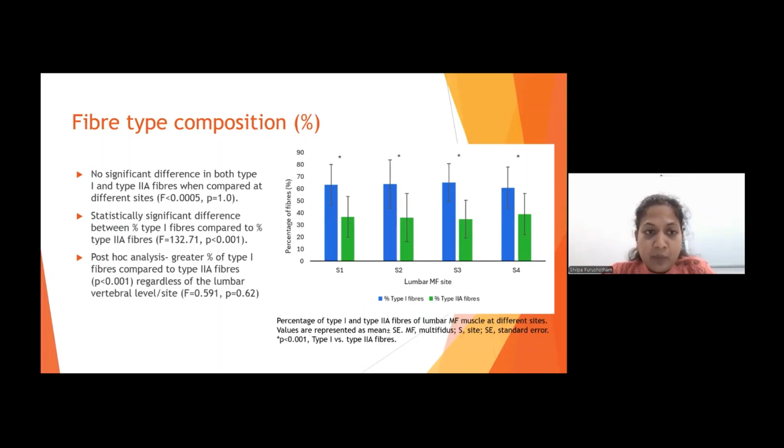Coming to fiber type composition, there was no significant difference again at different sites, but there was statistically significant difference, that is the percentage of type 1 fibers was more compared to type 2A fibers, again regardless of the multifidus location.